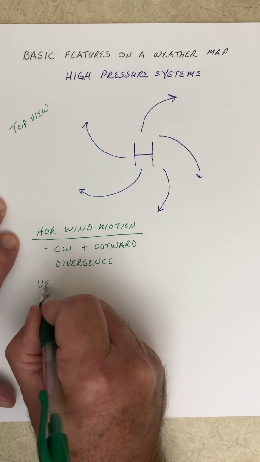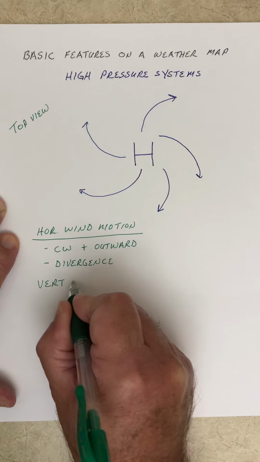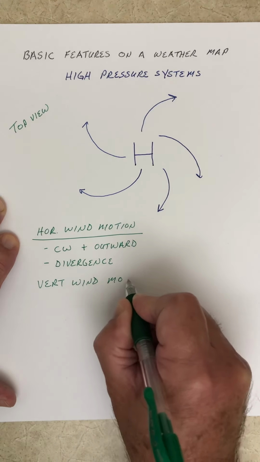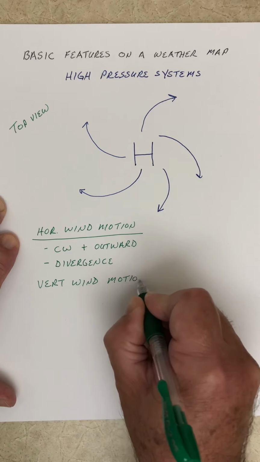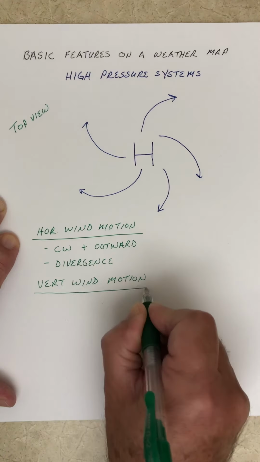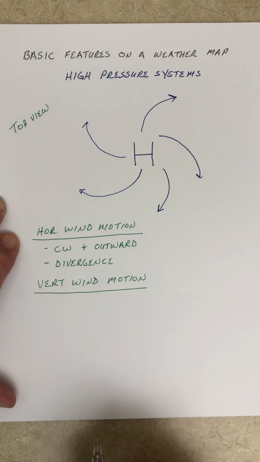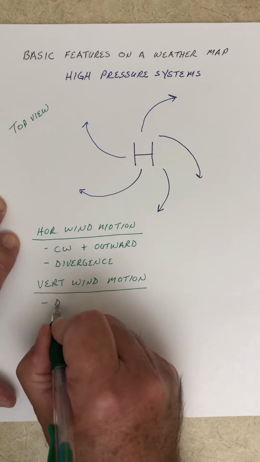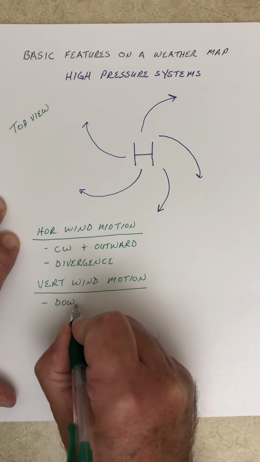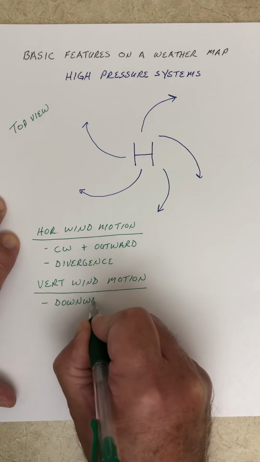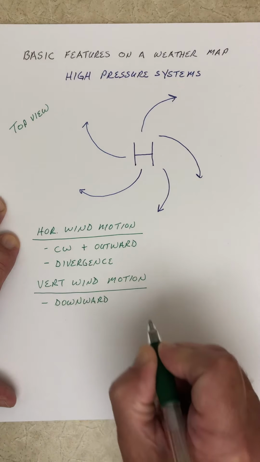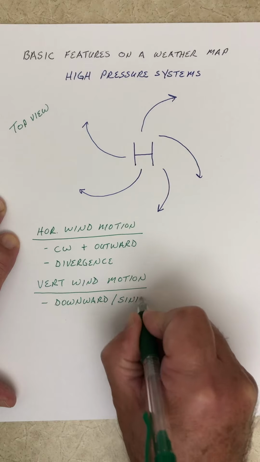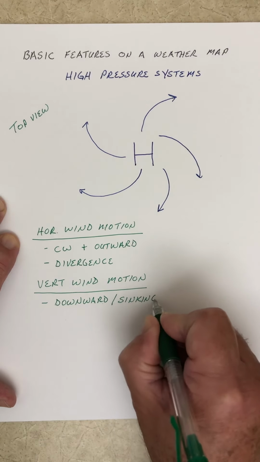The vertical wind motion, again, this is going to be really important. We often think about things horizontally, but in the atmosphere, we have to think about things in the vertical. So the vertical motion associated with a high pressure is going to be downward. Remember, with a low pressure, it was upward. With a high pressure, the air motion is downward. In other words, you've got sinking air in the center of a high pressure.